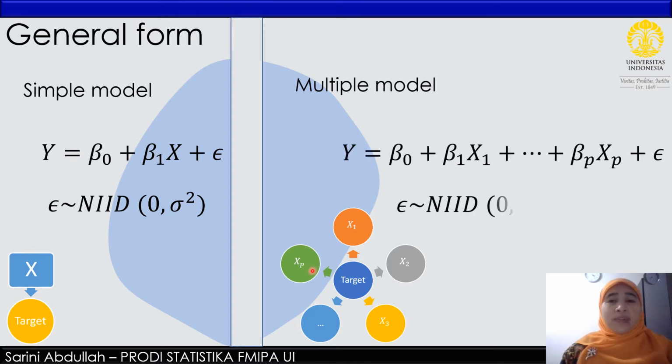So the form of the model is like this, where actually it looks similar to a simple model, except that in a multiple model we have p predictors instead of one predictor variable. The assumptions about the error term are exactly the same as in the simple model, that is normally, identically, independently distributed with a mean of 0 and a variance of sigma squared.